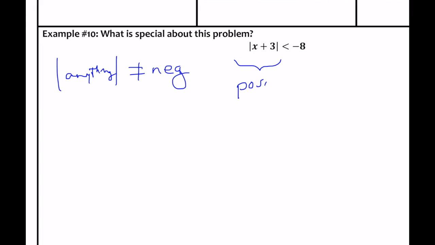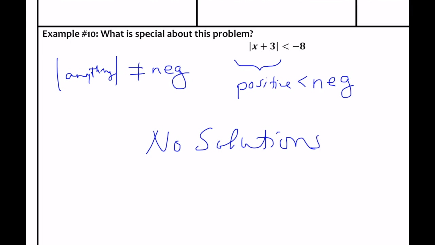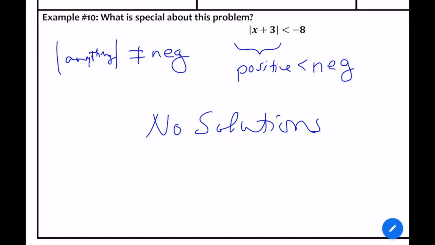That means that the only values of the left side, the absolute value of x plus 3, are positive. And then we have that positive numbers are less than negative numbers. We know that's impossible. Positives are always bigger than negatives. So that means that this example has no solution. There's no value for x that we could plug in to make this inequality true.